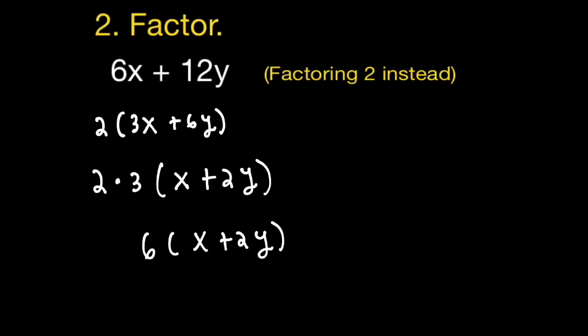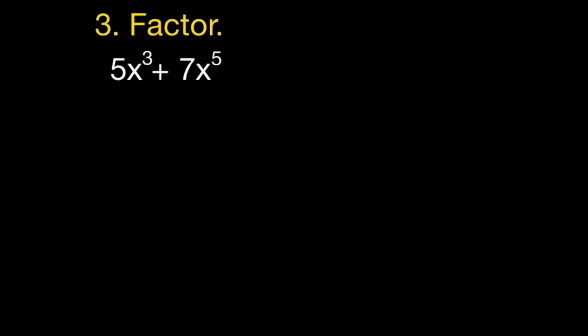Let's consider example 3. 5x cubed plus 7x to the 5th power. 5 and 7 don't share any common integers besides 1, and we typically don't factor out the 1. But they do have a variable in common. The only difference is the powers.